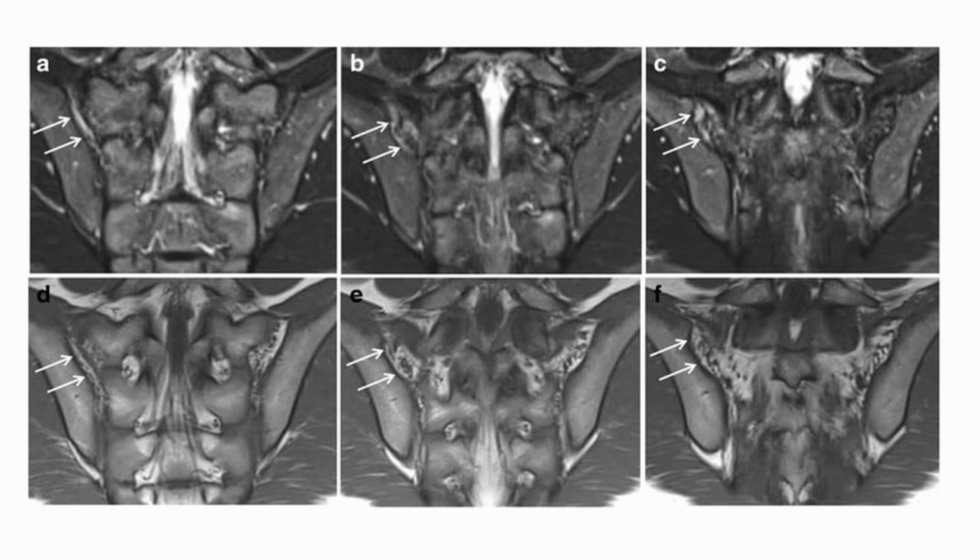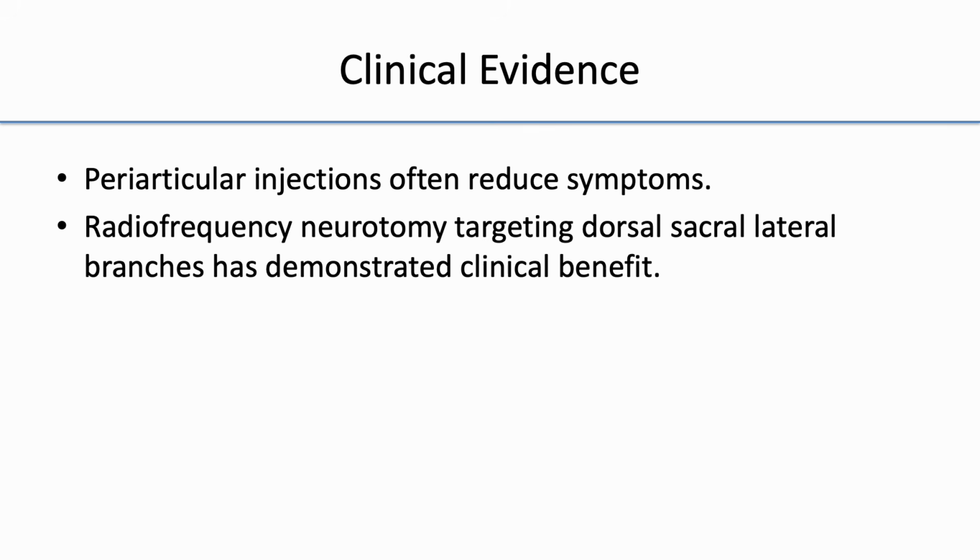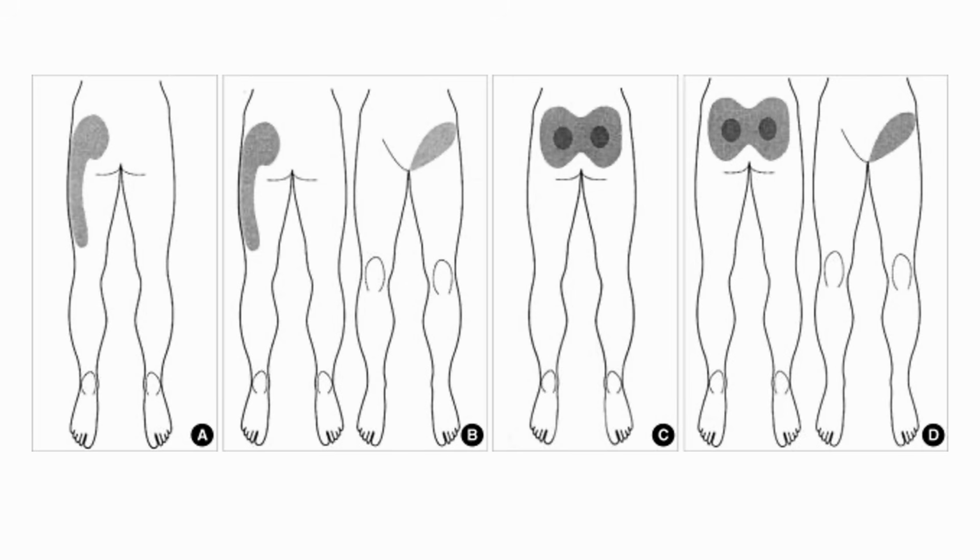Numerous studies have shown symptom improvement after posterior periarticular injections, and there is also extensive literature reporting successful outcomes after radiofrequency neurotomy targeting the dorsal sacral lateral branches. In this context, posterior ligament lesions can be considered a major extra-articular pain generator of the sacroiliac joint. This type of pain often corresponds to the type A gluteal pain pattern.